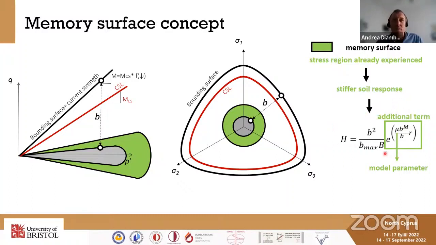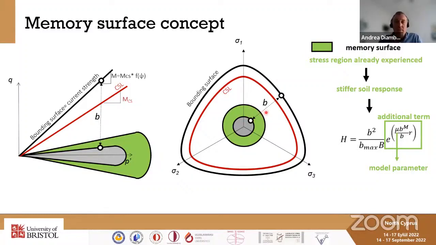I don't want you to understand this equation. I just want to let you know that this hardening modulus is proportional to the stiffness. And we have an additional term that is exponential because it becomes 1 when we are at this point, such that the memory surface gives a stiffer response only when we are inside. And we have only one model parameter here, that tells us how much stiffer the soil is when we are inside the memory surface compared to where we are on the boundaries.